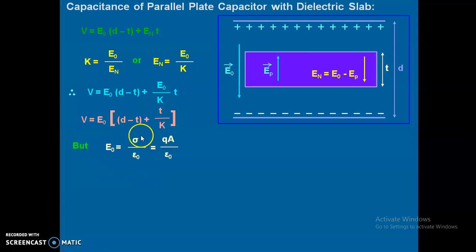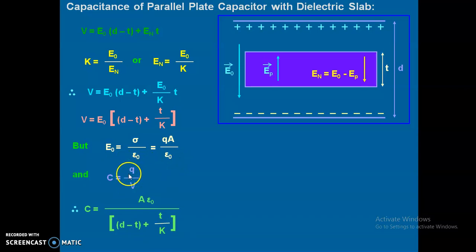But E naught is equal to sigma upon epsilon naught, the electric field between the two plates, and sigma is equal to Q by A, so Q by A epsilon naught. Therefore, C can be written as Q by V according to the capacitance formula. So we can write C is equal to epsilon naught A upon d minus t plus t by K, right?